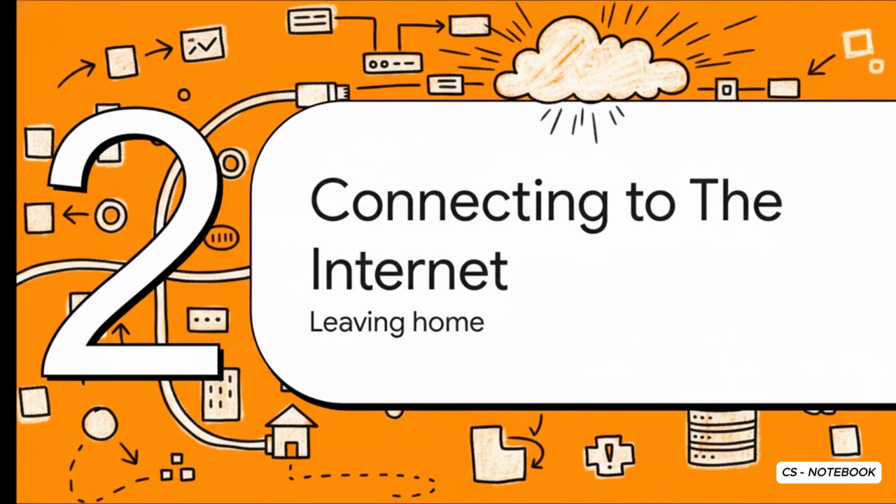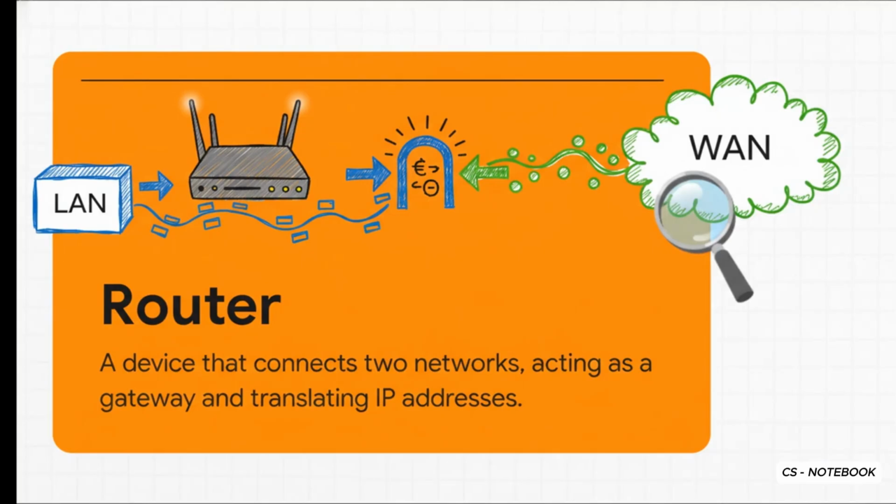Okay, so our data packet has successfully navigated the local scene. Now for the really exciting part. It's time to leave home and get out onto the open internet. And this is where the router steps in. The router is the hero of this part of the story. Its main job is to connect 2 different networks, in our case, your private LAN and the public WAN. It's basically the front door, the gateway to the rest of the internet.